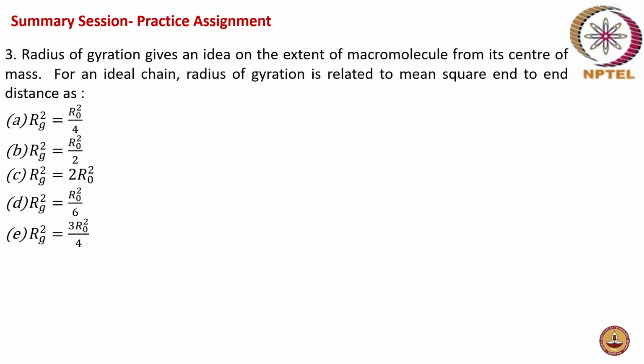Very good. Next, radius of gyration gives an idea of the extent of a macromolecule from its center of mass. For an ideal chain, radius of gyration is related to the mean square end-to-end distance as: is it Rg square is equal to R naught square by 4, or Rg square is equal to R naught square by 2, or Rg square is equal to 2 R naught square, or Rg square is equal to R naught square by 6, or Rg square is equal to 3 R naught square by 4, for an ideal chain?